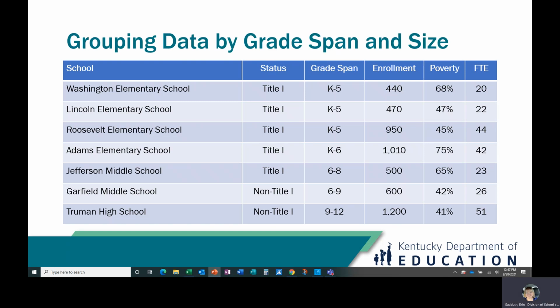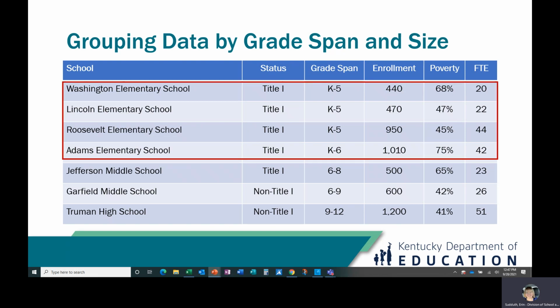First, we'll group by grade level. Group A contains grades K through 6. You'll notice that there are 3 schools that are K through 5 and 1 school that's K through 6. We include the K through 6 school in this grouping because it shares the most grades in common with the K through 5 schools. It shares 6 grade levels with the K through 5 schools and only 1 grade level with 6 through 8 schools.